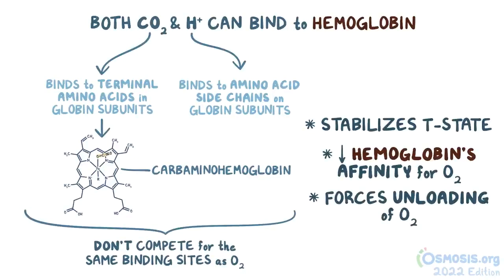So, for example, when muscles are working hard, like during exercise, they're producing a lot more carbon dioxide, and as a result, more hydrogen ions, which causes the pH to drop. So oxygen is unloaded in the tissues that need it most.